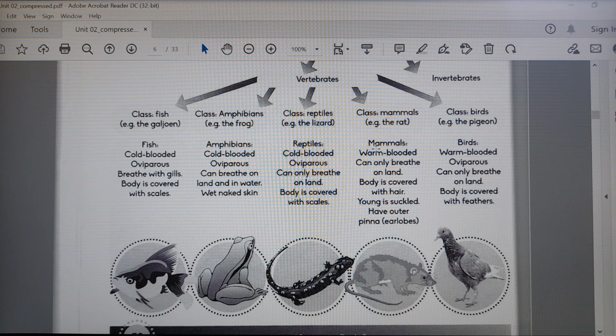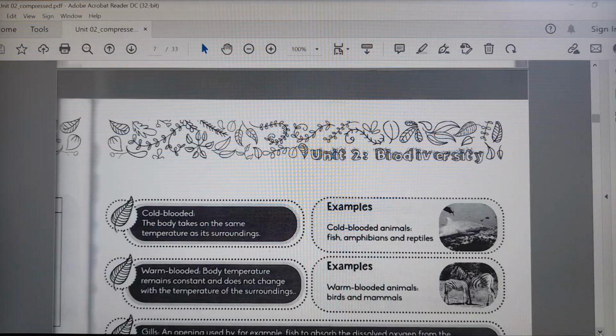And we have mammals. They are warm-blooded, they can only breathe on land, the body is covered with hair, the young are suckled, and they have outer pinna, which are the earlobes. Birds are also warm-blooded, oviparous, they can only breathe on land, and the body is covered with feathers. These are the types of vertebrate animals. These are the 5 groups, and each group has many animals that fall into it.